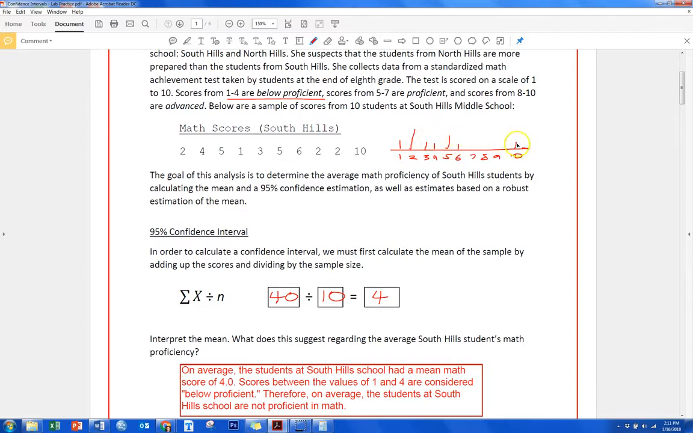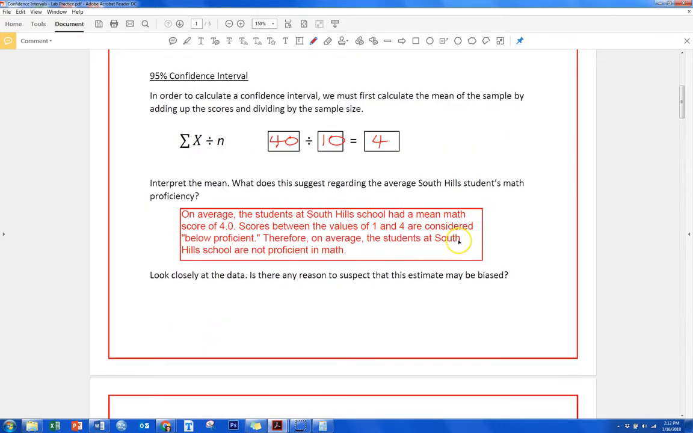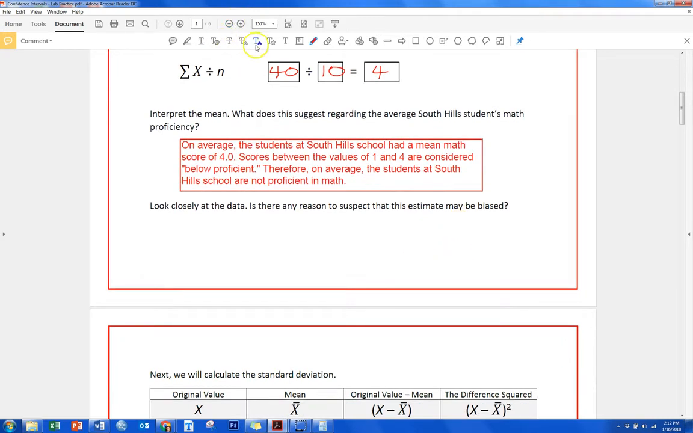So it does look like this high observation here, the 10, is biasing our mean. Maybe otherwise the mean would be closer to 3, but it's being pulled to 4 by this observation. So yes, there does appear to be something a little bit suspicious going on. Let's go ahead and say something about that.